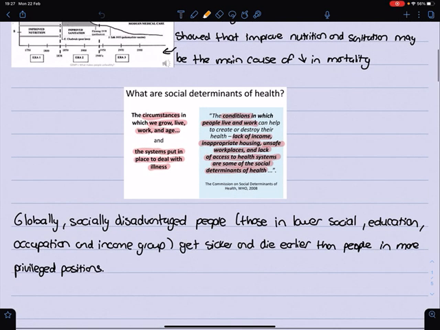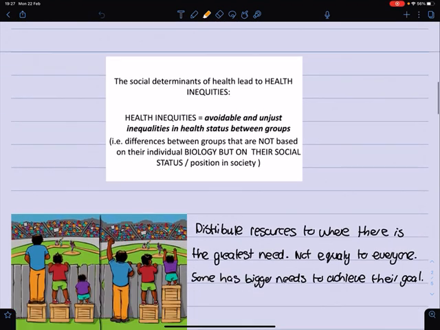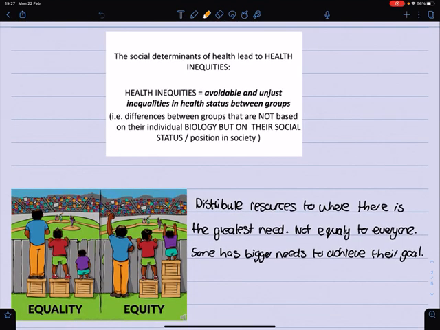Globally, socially disadvantaged people, so people in a lower social, education, occupation, or income group, get sicker and die earlier than people in more privileged positions. So social health determinants are health inequities, and one should distribute resources equitably, not equally.